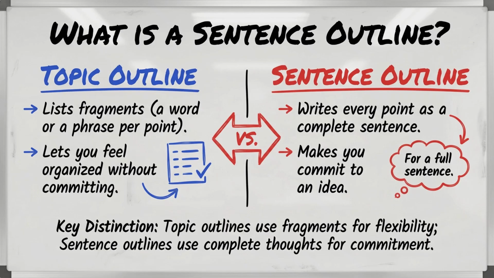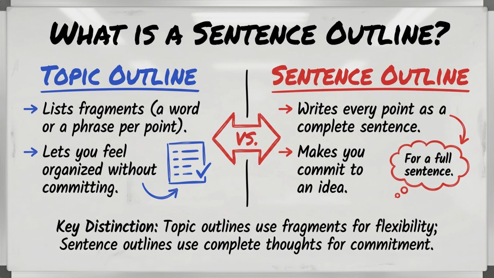Building on our introduction, let's clearly define what a sentence outline is by contrasting it with its less effective counterpart. A topic outline, as many of us are familiar with, lists fragments, just a word or a short phrase per point. It gives you a false sense of organization without actually making you commit to a single concrete idea. A sentence outline, however, demands that you write every single point as a complete declarative sentence. This forces you to articulate a specific thought, a complete assertion.